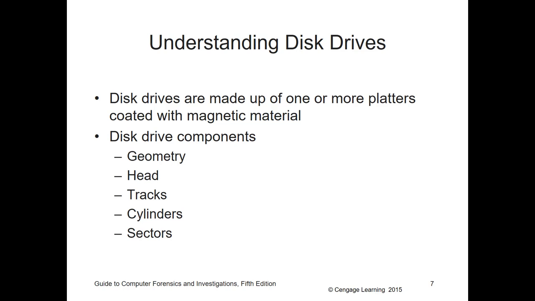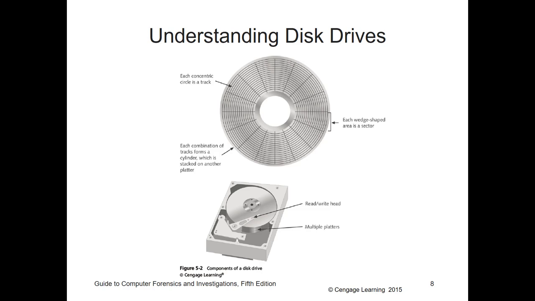Other portions of that are going to be things like the geometry, the heads, the tracks, the cylinders, and the sectors. Most people don't know what some of those are. That's okay. We're going to spend the next few slides discussing each of those components so we can thoroughly understand how a hard disk works. If we're looking at a hard disk, we're assuming that it's already apart. We're looking at the individual platters. Here's how they're going to look.